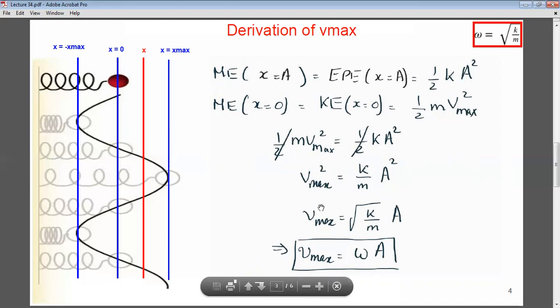Take the square root of both sides. v maximum is the square root of k over m times A. What is the square root of k over m? It's omega, and this is why v maximum is omega times A. You just memorize this. v maximum is omega A, a maximum is omega squared A. But if you want to see where we get it from, it's from these two derivations.